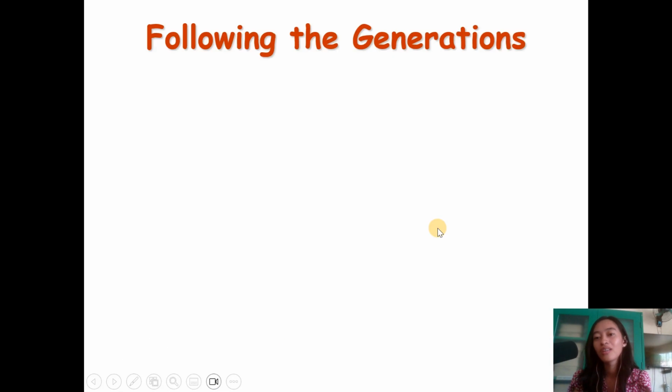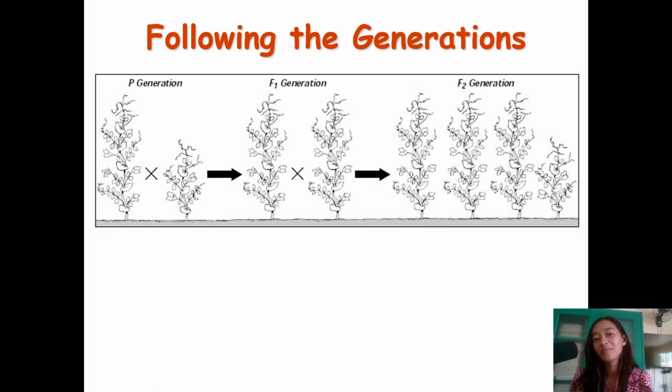So let's try to see how it happens. Another example is this one. This is the parent generation, F1 generation or first generation, and second generation. You're crossing pure tall against pure short peas, and the first generation would all be tall, but then one short pea came out in the second generation.